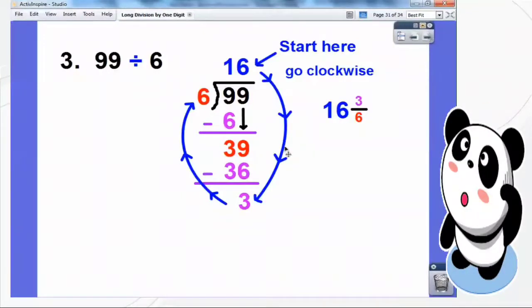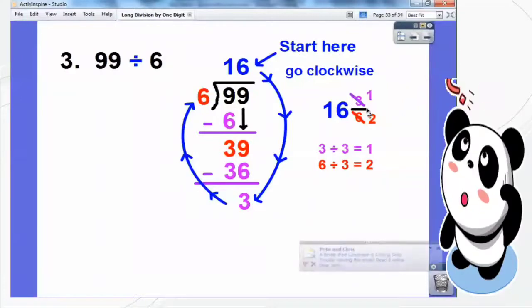So 16 and 3/6. Okay, and then I can reduce this, you guys. 3 goes into this number and 3 goes into that number. So if I divide this one by 3 and divide this one by 3, then this becomes 1 and this becomes 2. So if you can reduce it, go ahead and reduce it. So that's how I reduce it.